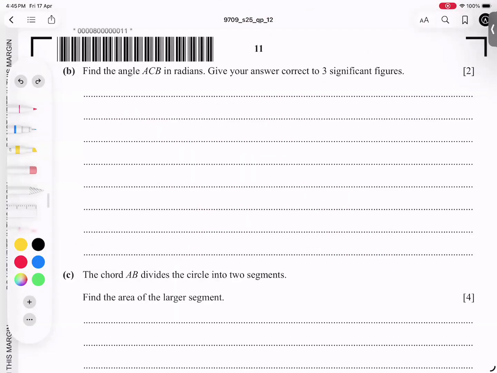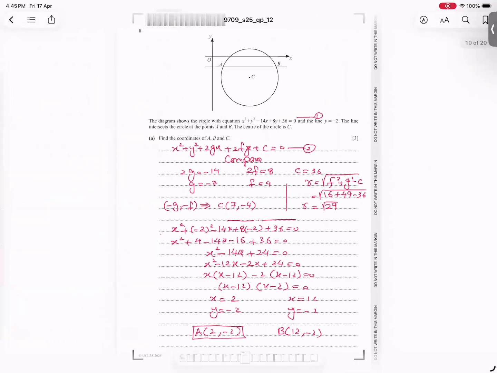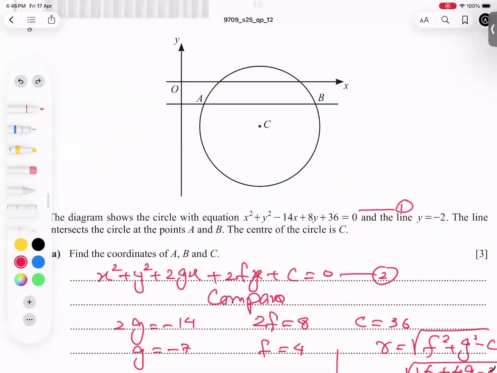Part B, we have to find the angle ACB in radians. Okay, and give the answer in 3 SF. So the angle ACB you talk about, so we have to go back. So we have to check it. This is a circle. Just wait a minute.